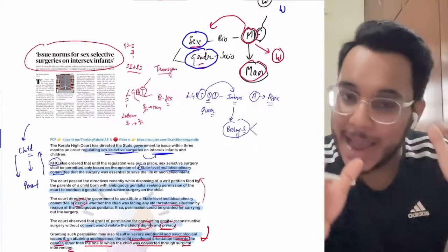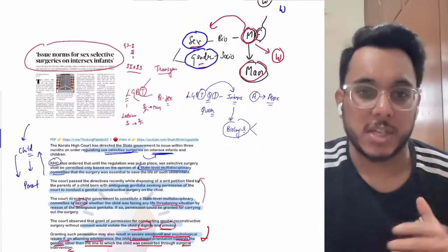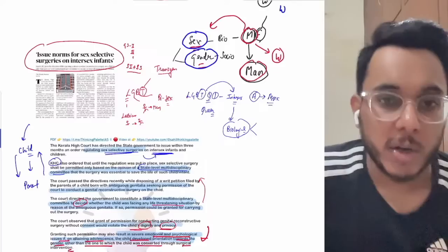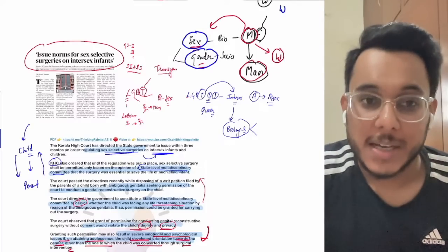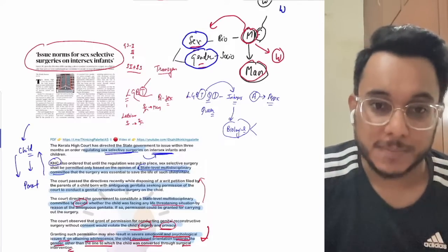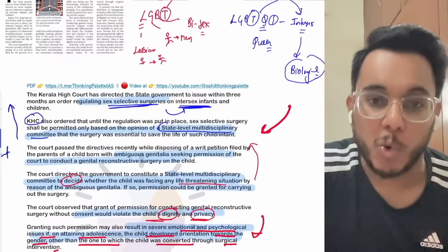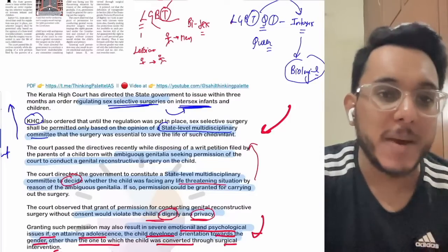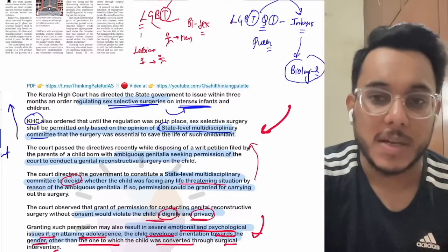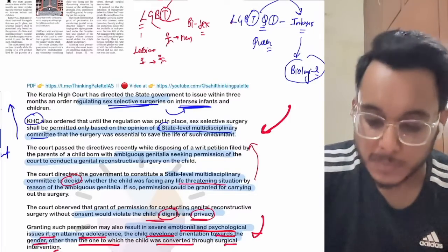Parents should not hurry to go for sex reconstruction surgery the moment a child is born or is an infant, because these issues might come, and now they are to be regulated by this multidisciplinary committee, who will only give the permission. So I hope, guys, that you have understood this entire issue. And now, moving to the next article.